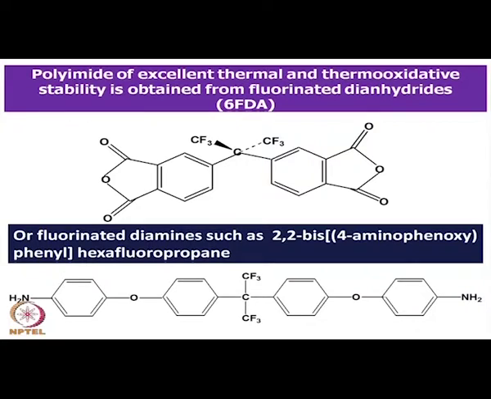We can have a further better polyimide if we take this kind of monomer. This shows excellent thermal and thermo-oxidative stability if people use a fluorinated dianhydride of this type of structure.